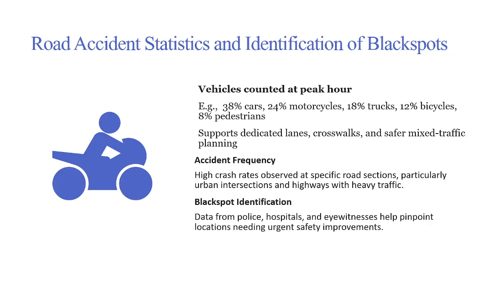And then the road accident statistics, and then identification of black spots. The first thing is we identify the type of traffic that uses these roads: buses, trucks, sedans, motorcycles, bicycles, tricycles, and pedestrians. This supports dedicated lanes, crosswalks, and safer mixed traffic planning.